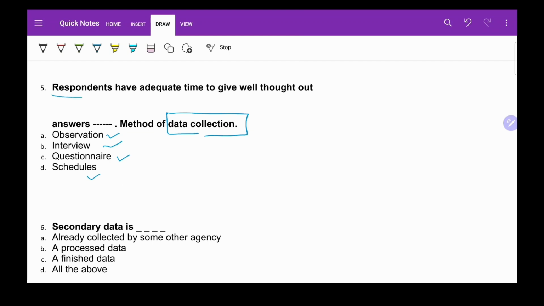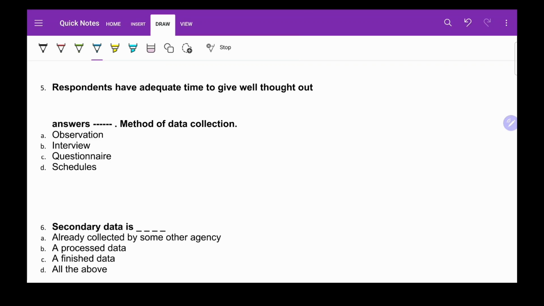So when respondents have adequate time to give well thought out answers, which kind of data collection procedure is this? It is questionnaire. When we provide questionnaire to the respondents, they will get some time to give well thought out answers. In the interview, what happened? They will not get that much time to give answers. So questionnaire is the method of data collection in which respondents have adequate time to give answers.